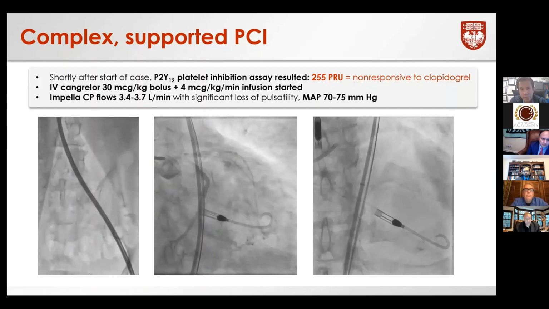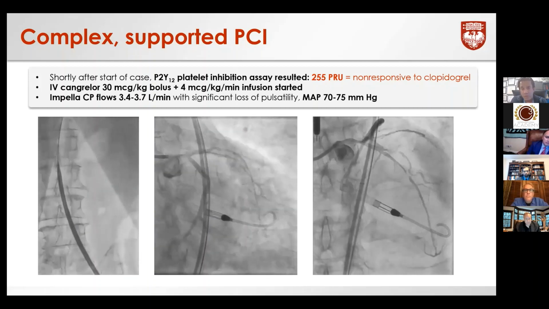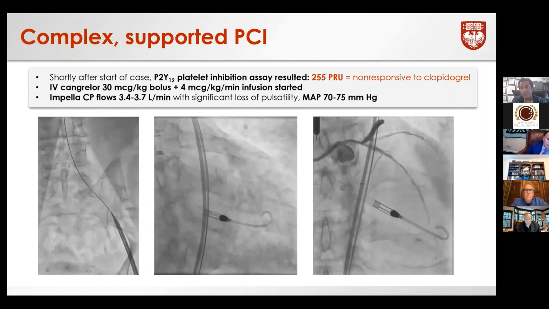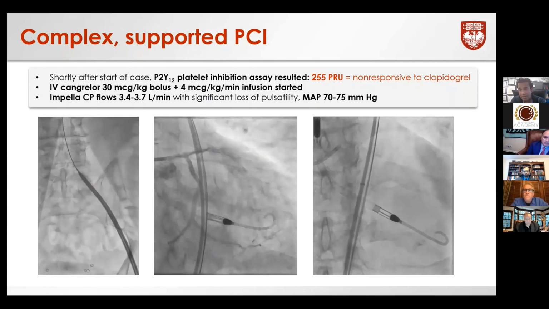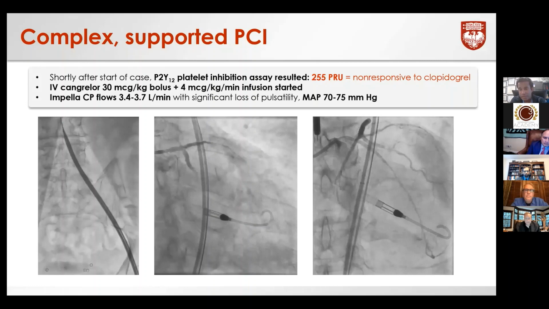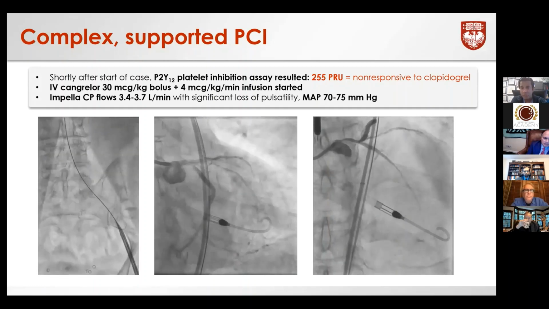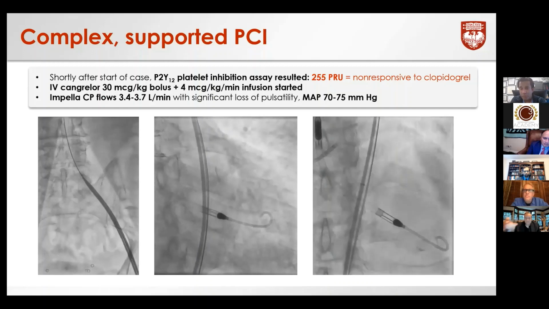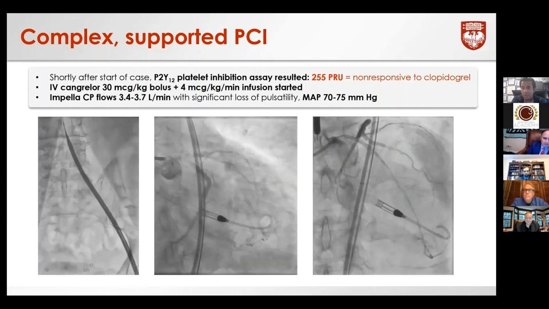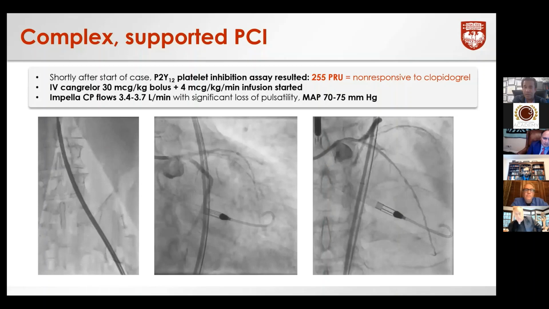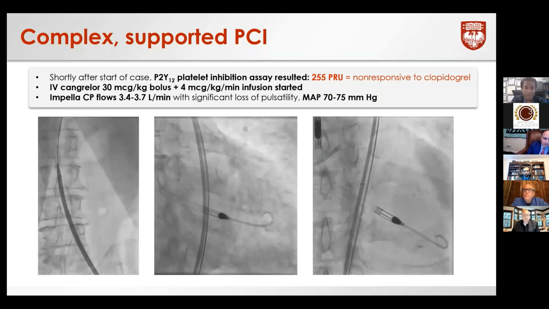Now, shortly after we started wiring, the P2Y12 platelet inhibition assay resulted at 255, and we had ordered it the night before. Unfortunately, the sample had clotted. It got sent off the morning of, and it resulted in the middle of our case at 255, which I think most people would agree is not really a therapeutic response to clopidogrel, despite the gentleman being on clopidogrel for a couple of weeks now.